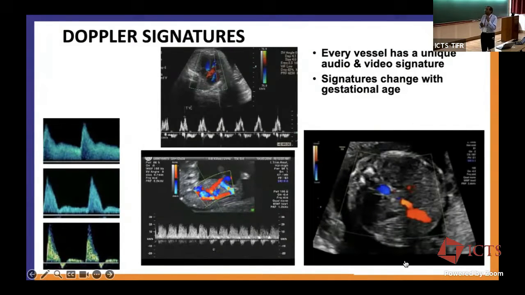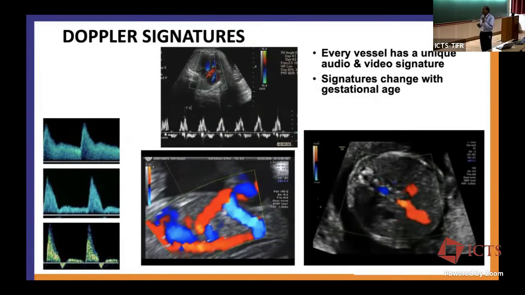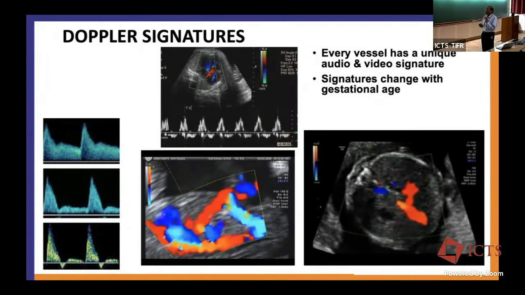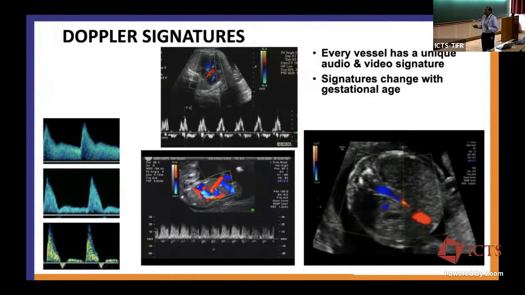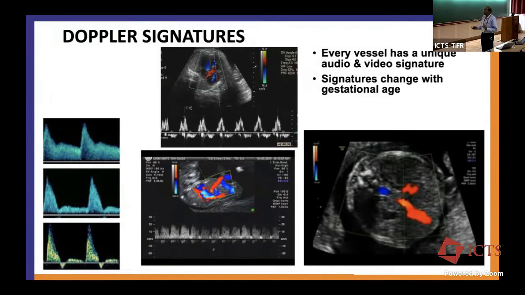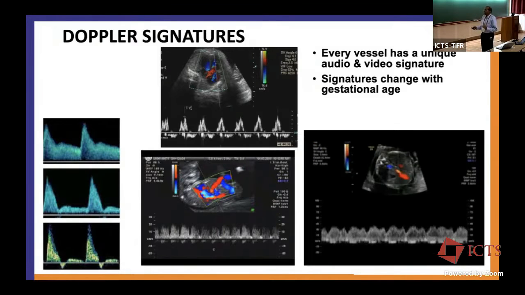Now, as I said earlier, it's important to understand Doppler signatures are different for different vessels. And because of that, we are able to clearly pinpoint not only the flow, disturbances in flow, but also I can get information. For example, this is that Doppler called the ductus venosus Doppler.